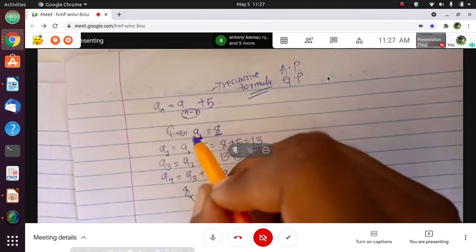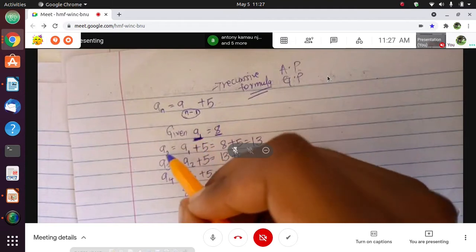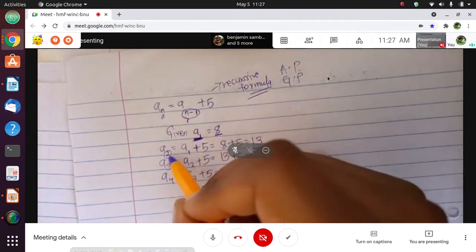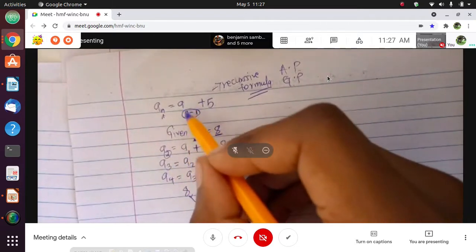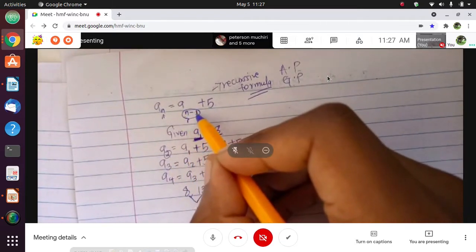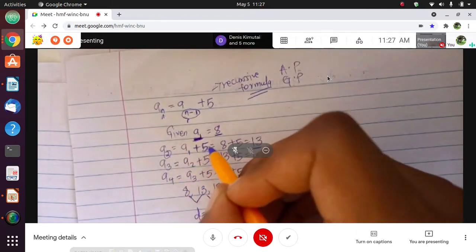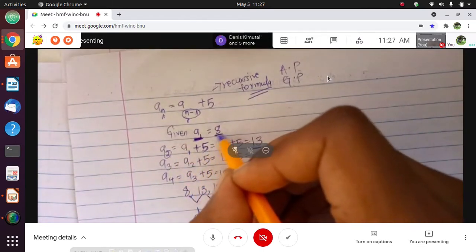But it is possible to get the second term by taking 2 and plugging it into this n. So A2 is equals to A, so 2 minus 1 becomes 1. So A2 is equals to A1 plus 5. But remember we had been given A1 as 8.